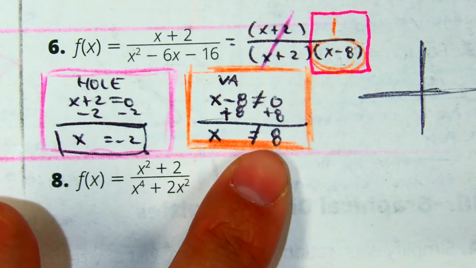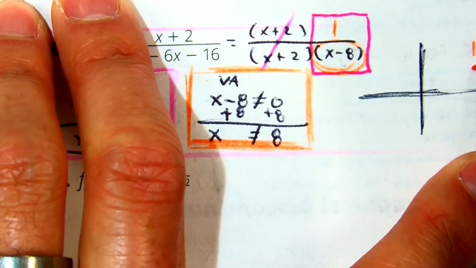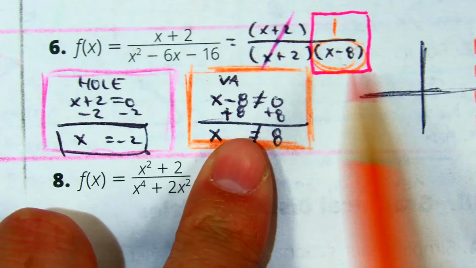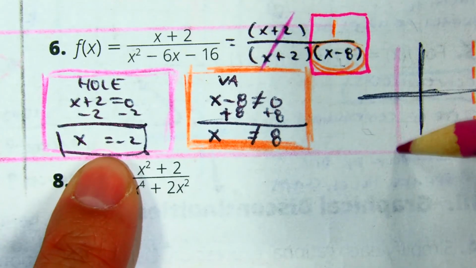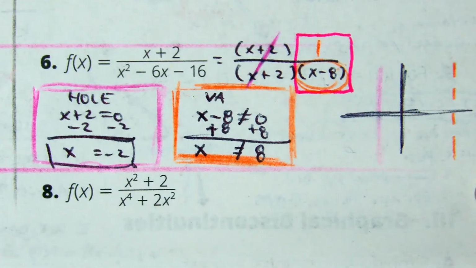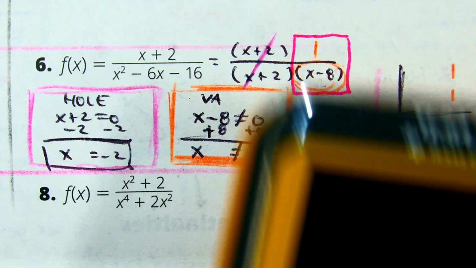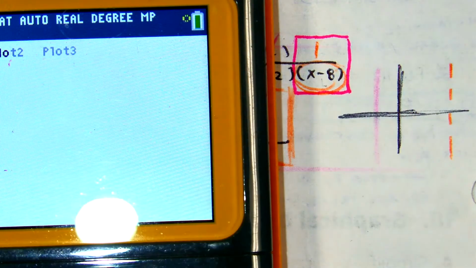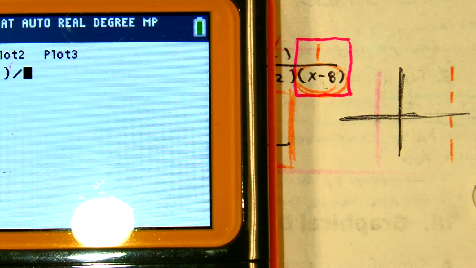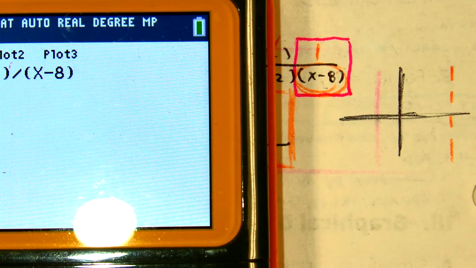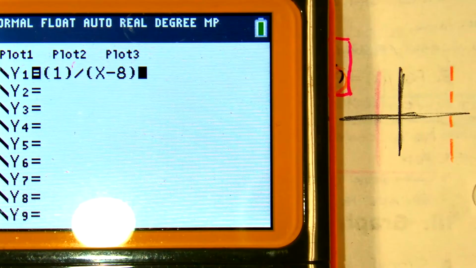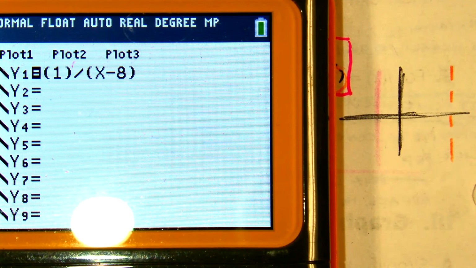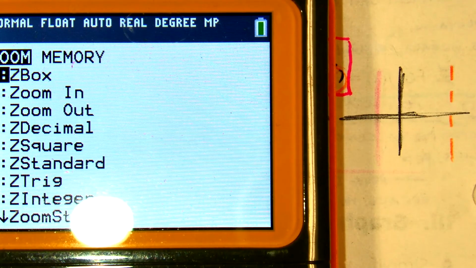I have a vertical asymptote at 8. So the vertical asymptote is going to split my graph in half. I have a hole at -2. If you punch it into your calculator, 1 over x minus 8, still using parentheses. Notice I use parentheses for the numerator and the denominator of the fraction. If you press zoom in or out already, you're going to have to go back to reset it. So I'm going to press zoom 6, which is zoom standard.